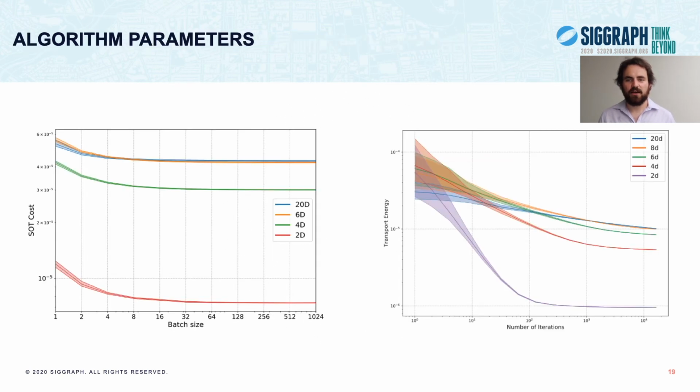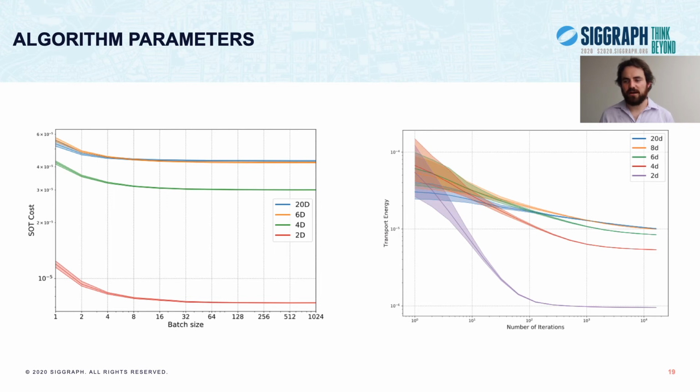The algorithm I showed is based on two different parameters. There is first the number of directions we take in each slice. Here on the left you can see a plot of the optimal transport cost based on the batch size. And as you can see, there is not much variation depending on the dimension. So what we did was just take 32 slices in whichever dimension we work.